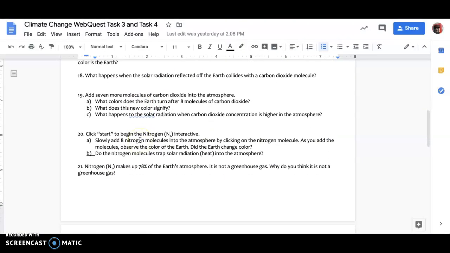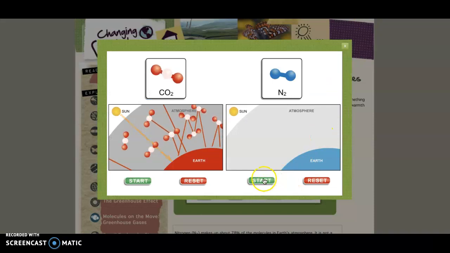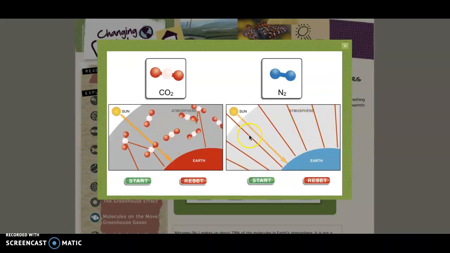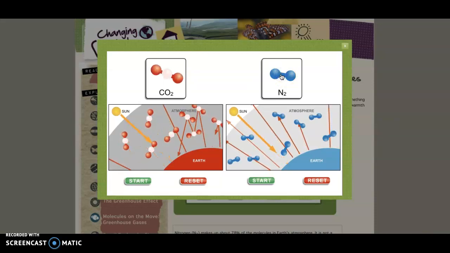All right. So now we have two more main questions to answer. Now we're going to go to the nitrogen interactive side of the simulation. So click start to begin the nitrogen interactive. Slowly add 8 nitrogen molecules into the atmosphere by clicking on the nitrogen molecule. As you add the molecules, observe the color of Earth. Did the color of Earth change? So I'm going to start the simulation. I'm going to keep the carbon dioxide side going for comparison. So 1, 2, 3, 4, 5, 6, 7, 8. The first question is, did the color of Earth change?